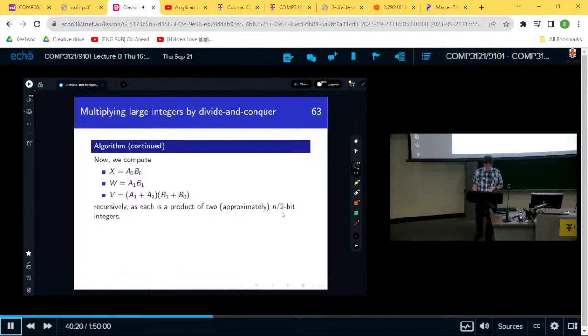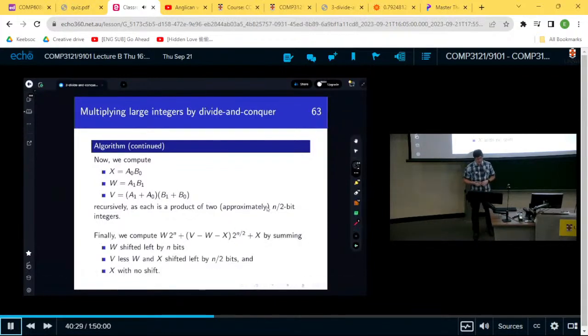Okay, and now we need to multiply n half bit integers, or n half plus 1 bit integers. And then, finally, what is our final multiplied integer? That's the most significant digits times 2 to the power n. Plus, this is not a real multiplication, right? Because it's just shifting our bits to the left, which can be done in linear time. So although it's written as a multiplication, it's just a shift.